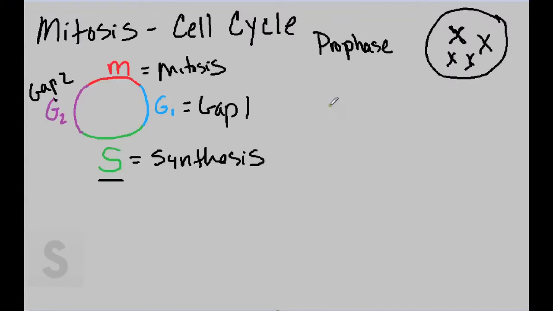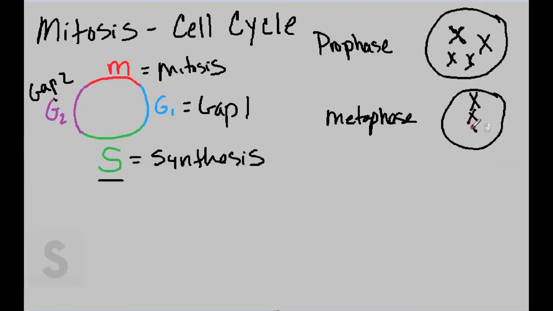The next step in mitosis is metaphase. Now in metaphase what happens is our chromosomes line up on the equator and they start to get ready to divide. We also have spindle fibers which have connected themselves each to 1 copy of every chromosome.